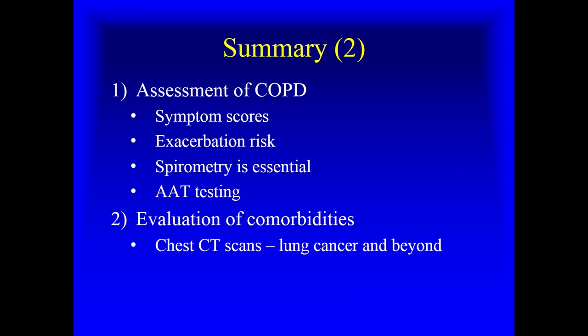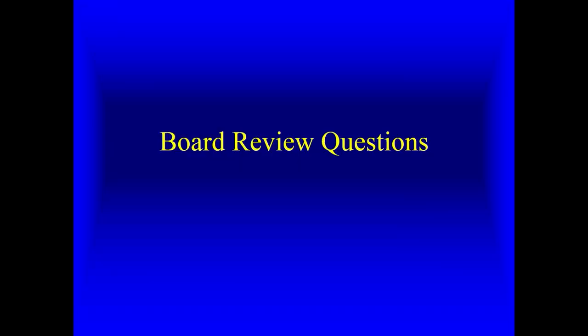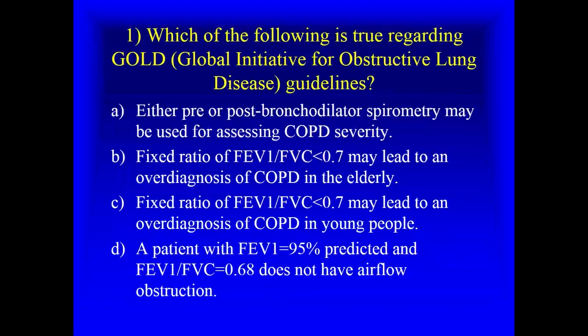We discussed the assessment of COPD, including symptom scores such as the CAT test or the MMRC, the risk of exacerbations by inquiring about previous exacerbations, the importance of spirometry in diagnosing COPD and grading its severity, and then testing for alpha-1 antitrypsin deficiency. We also discussed the evaluation of comorbidities and the importance of chest CT scans for lung cancer screening, and perhaps in the future to determine specific pathophysiologic processes in COPD patients. On to the board review questions.